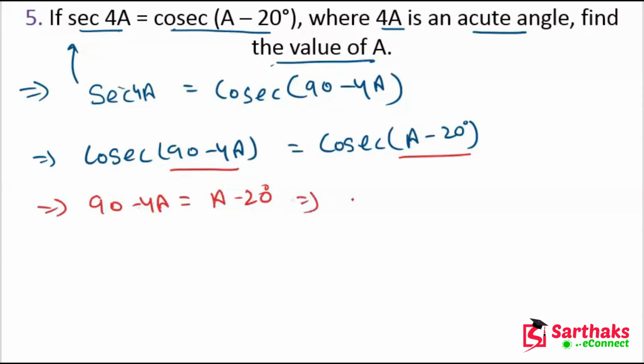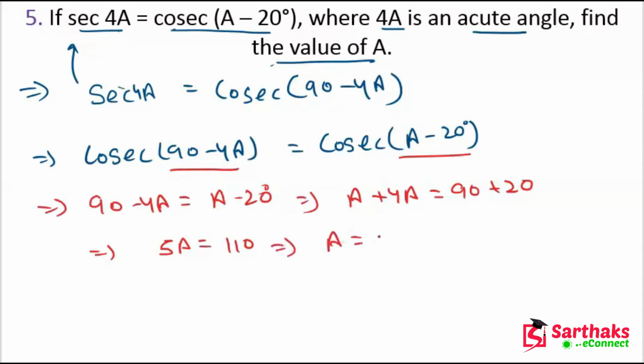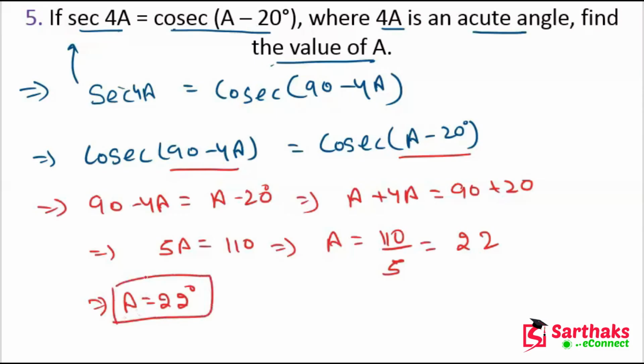When we solve this, we get a plus 4a is equal to 90 plus 20. So this becomes 5a is equal to 110. If we divide by 5, we get 22. So we have a is equal to 22 degrees. So my dear friends, I hope you get this point. Now let's move on.